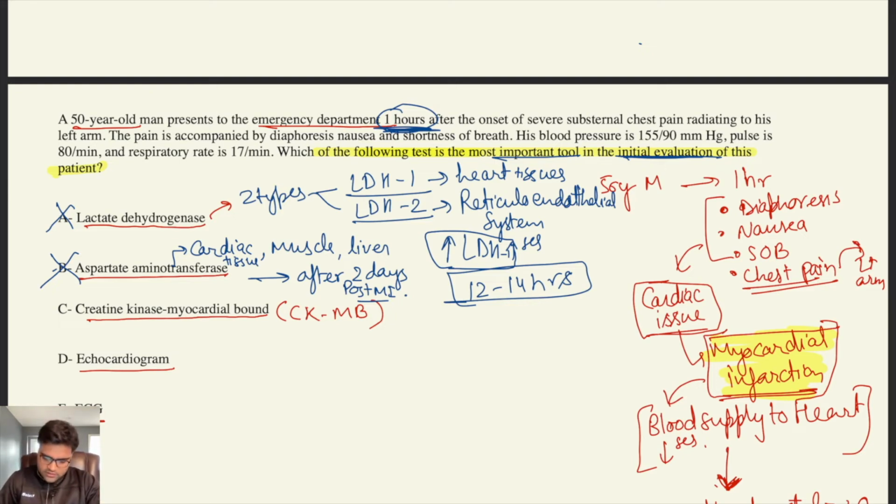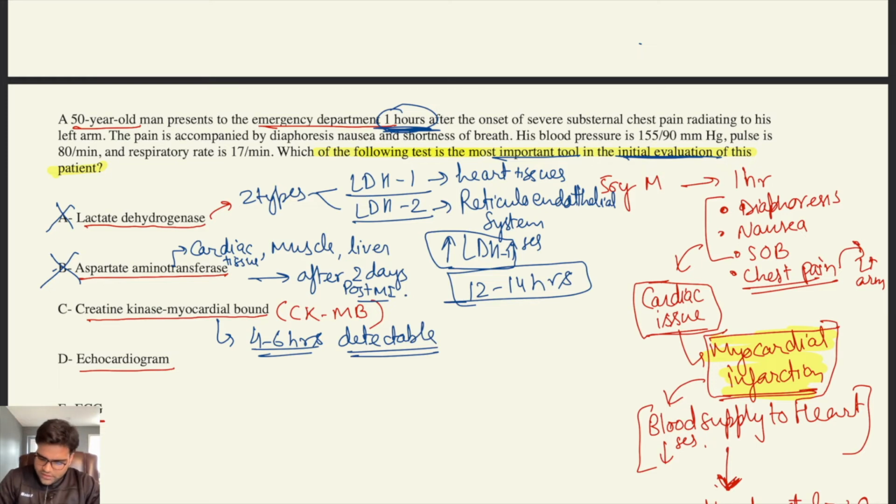The third option we have is CKMB, creatine kinase myocardial bound. So why is creatine kinase a good option for us, or not? Let's see. It takes around 4 to 6 hours to become detectable.